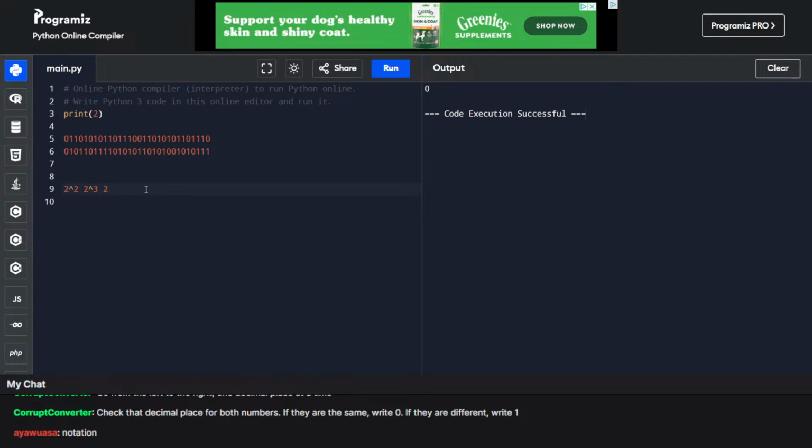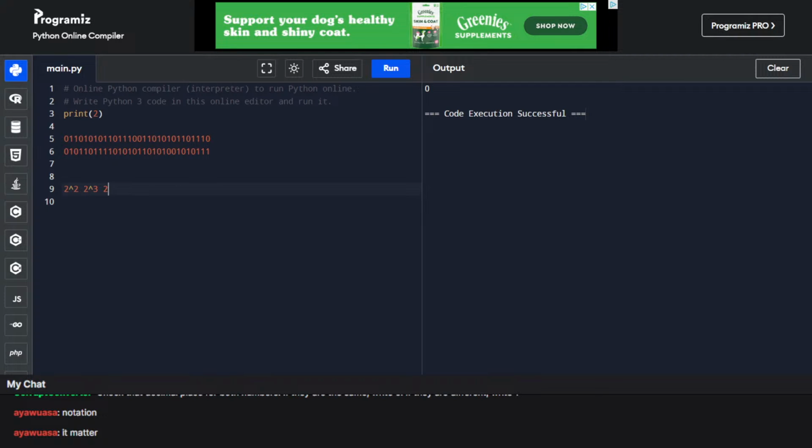It doesn't even matter what number I put after the caret symbol? I'm so, like, why? What? Or is it like how many parts to check? To do the checking? Ayaweza says it matters. Does matter? How does it matter? Oh my god.